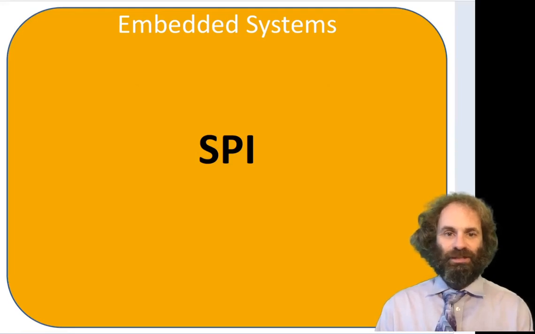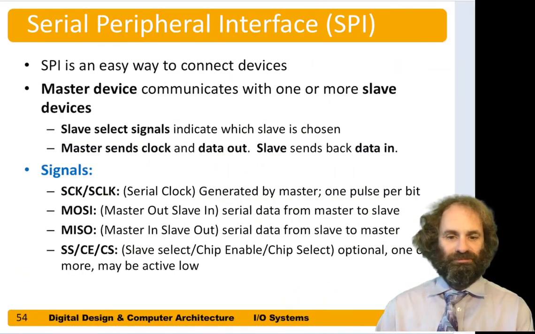Hello! In this video, we'll be talking about the Serial Peripheral Interface, SPI. So SPI is a simple way to connect devices with just a few wires. In an SPI system, you have a master device that's communicating with one or more slave devices.